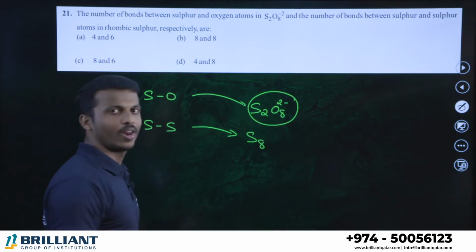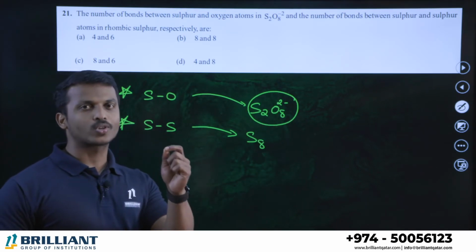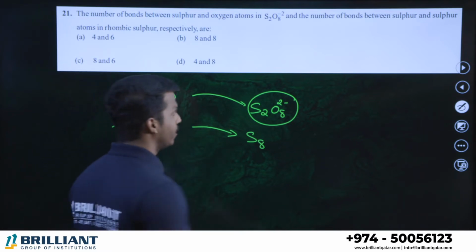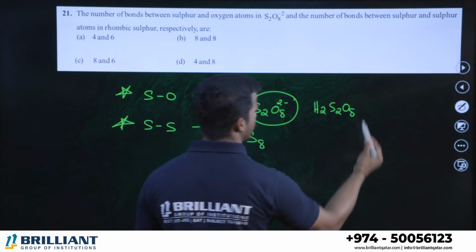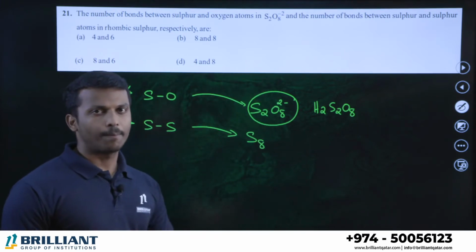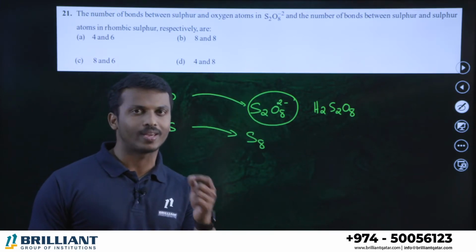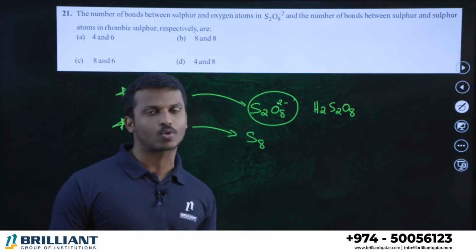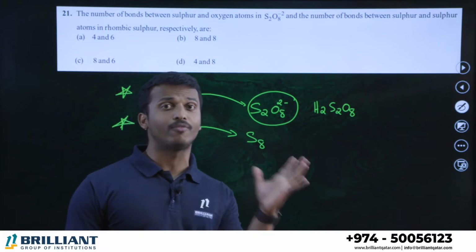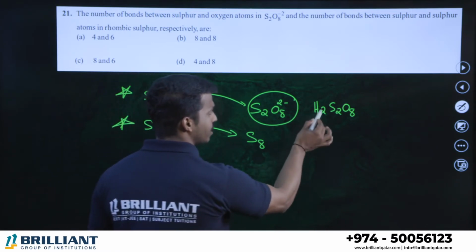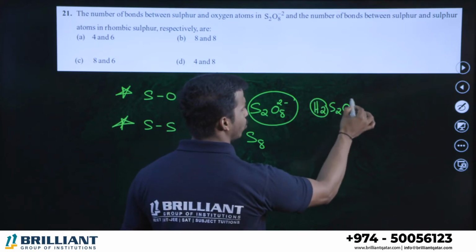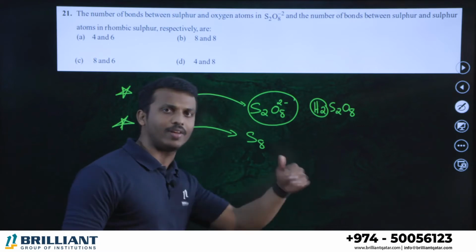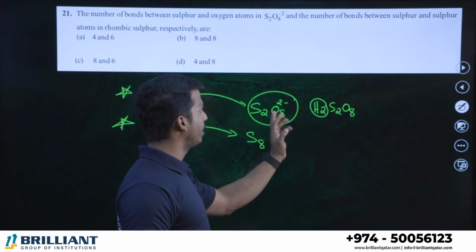S2O8 2-, dear all. You may have studied one of the oxo acids of sulfur, called H2S2O8. What is that called? Peroxo disulfuric acid. From this, if you lose the hydrogen atoms as 2H plus, you will get S2O8 2-. So the ion will be this one.